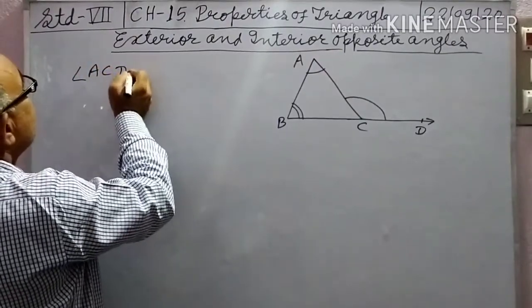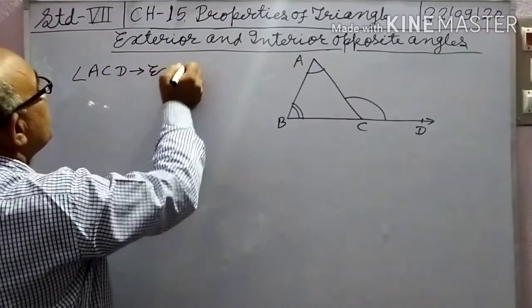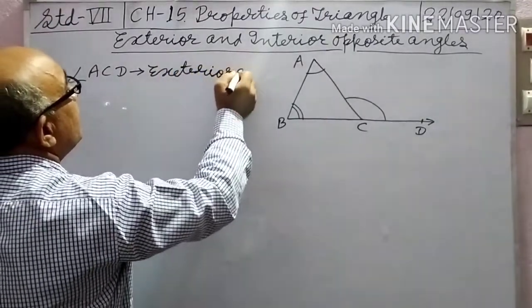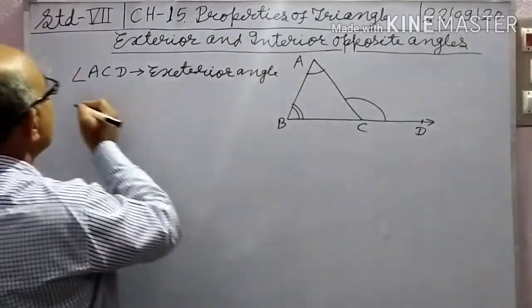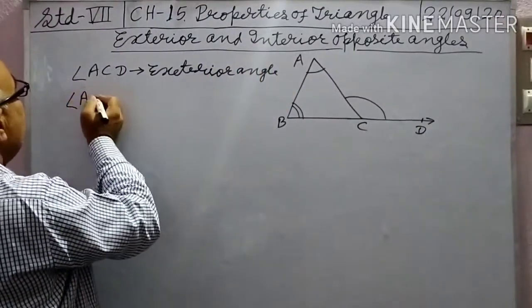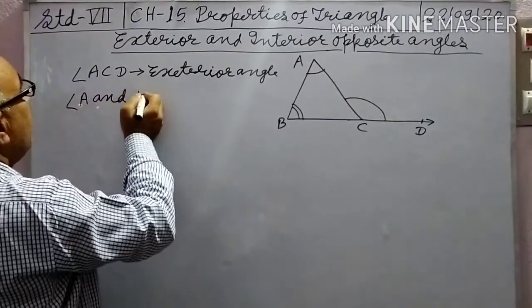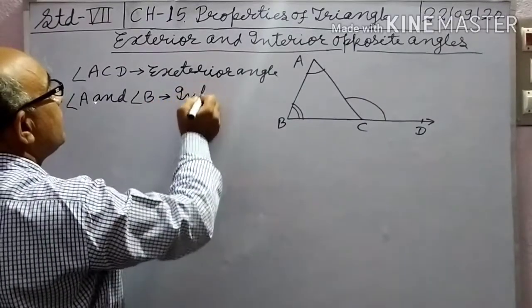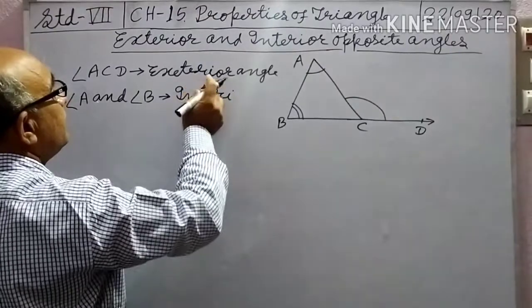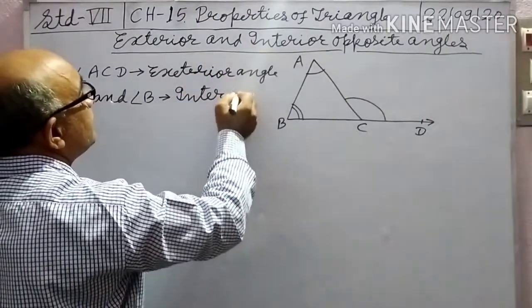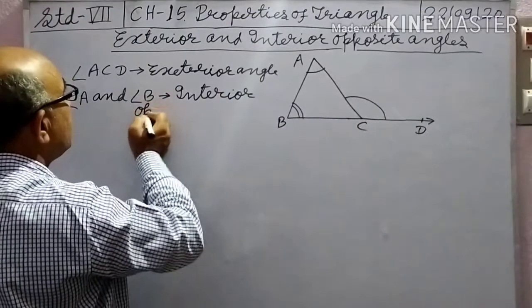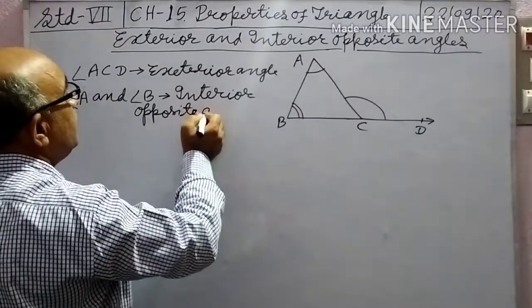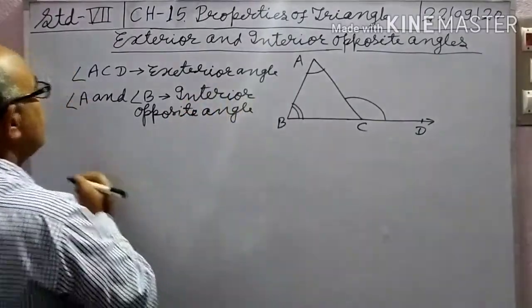Angle ACD is equal to exterior angle. Angle A and angle B are the interior opposite angles.